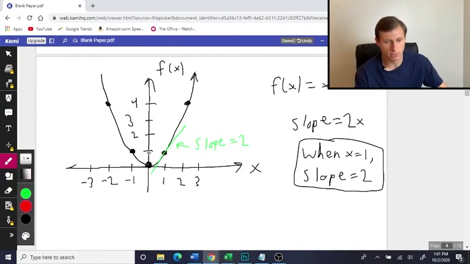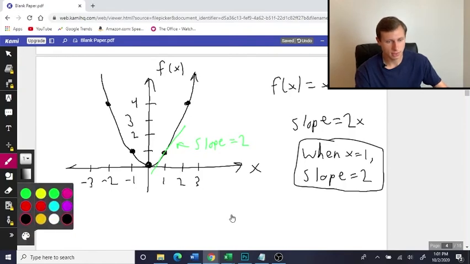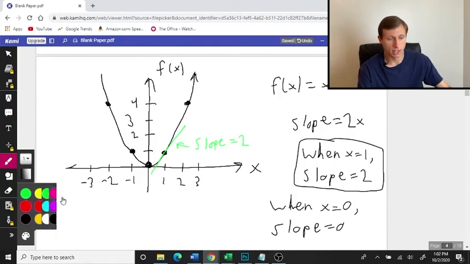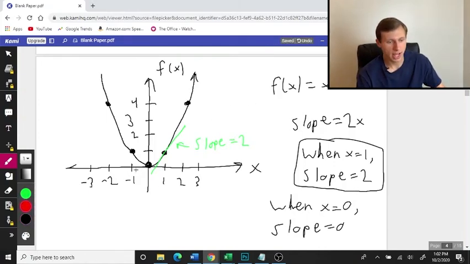What if we chose x equals 0? Well, when x equals 0, the slope is 0, right? Like 2 times 0, that's 0. So the slope is 0. Let's prove that. What's the slope of the point at 0? I'm drawing what the slope looks like. And yes, the slope of that line is 0.